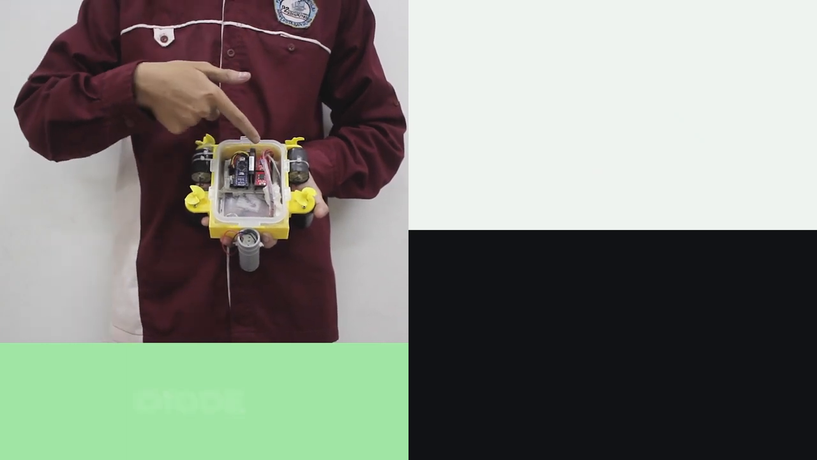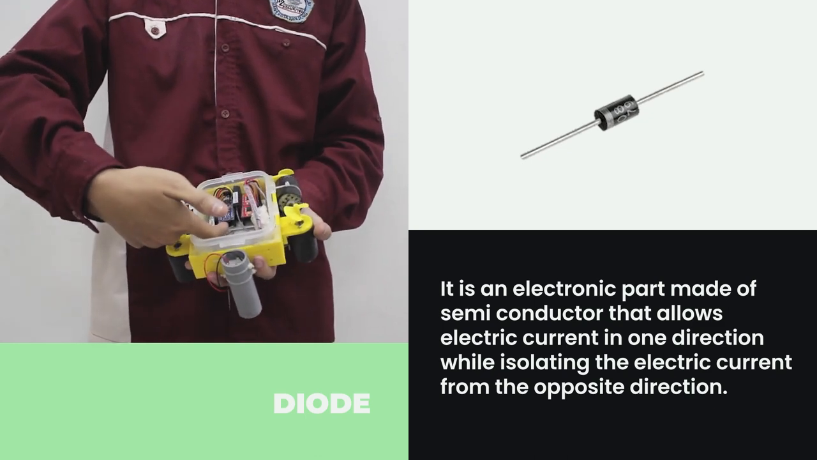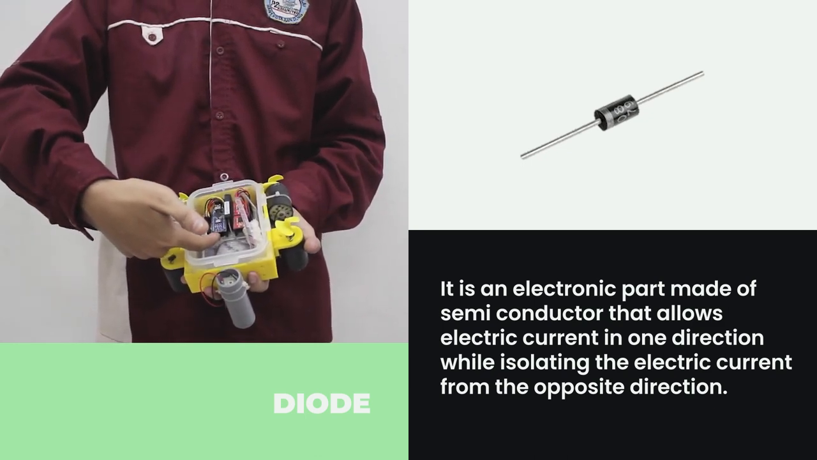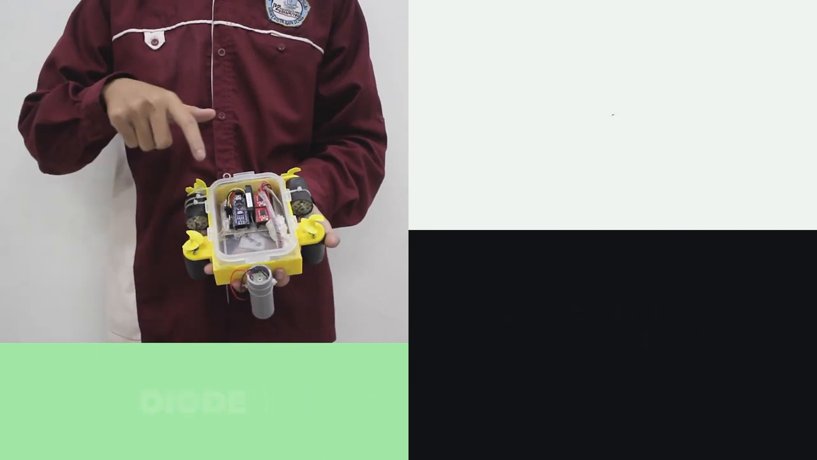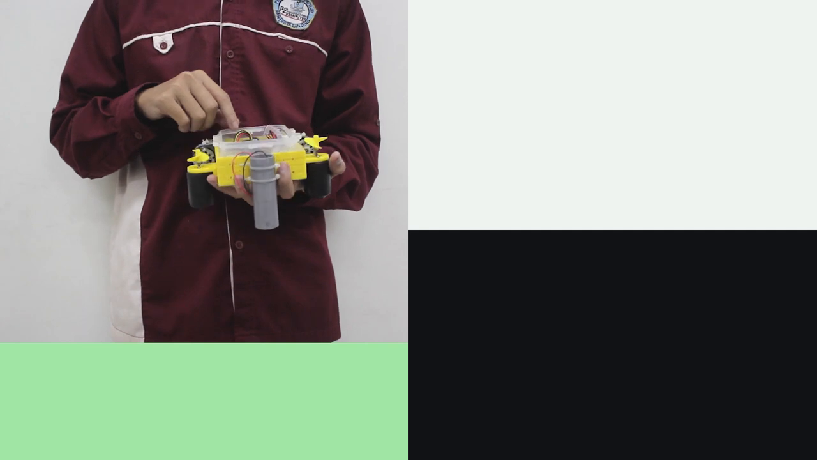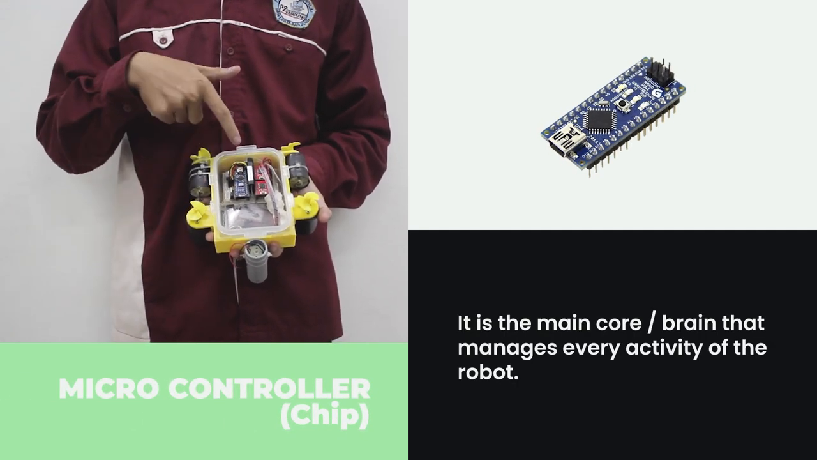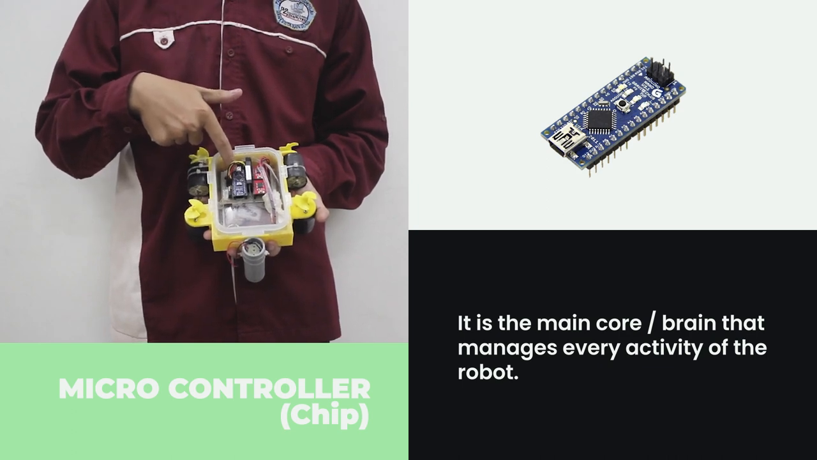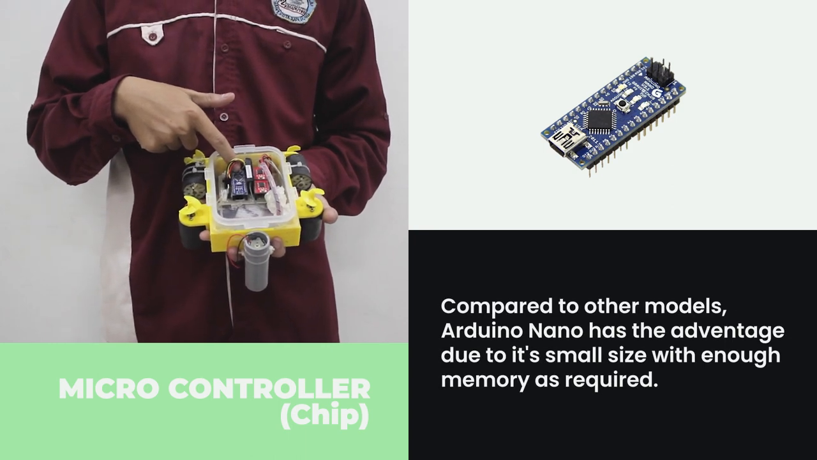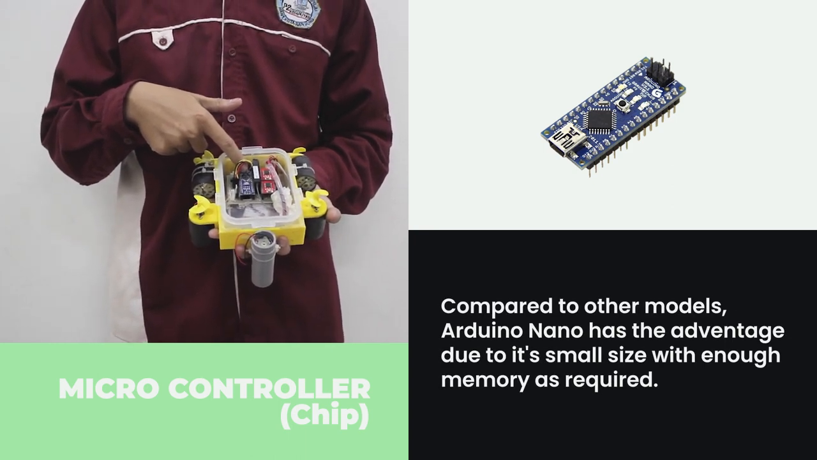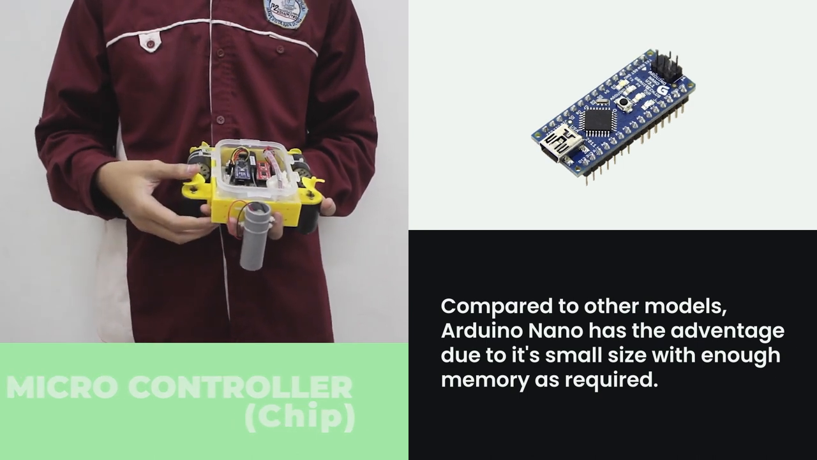And next, it is diode. It is an electronic part made of semiconductor that allows electric current in one direction while isolating the electric current from the opposite direction. And next, it is microcontroller or chip. It is the main core or brain that manages every activity of the robot. The advantage of this tool, compared to other models, Arduino Nano has the advantage due to its small size with enough memory as required.